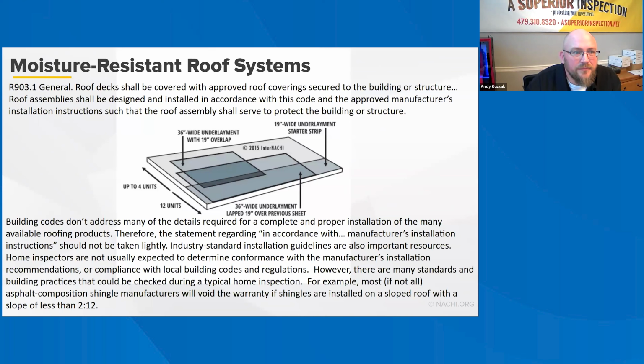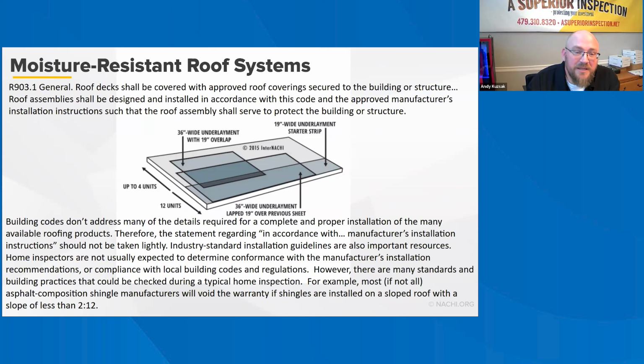So, IRC 903.1 in general says roof decks shall be covered with approved roof coverings secured to the building or structure. Roof assemblies shall be designed and installed in accordance with this code and the approved manufacturer's installation instructions, such that the roof assembly shall serve to protect the building or the structure.